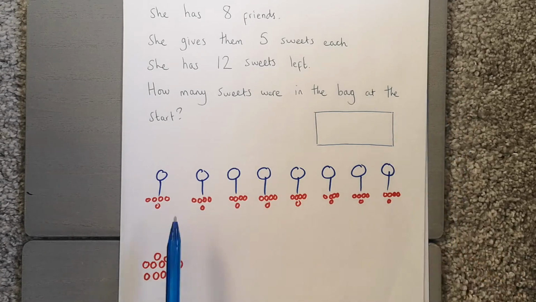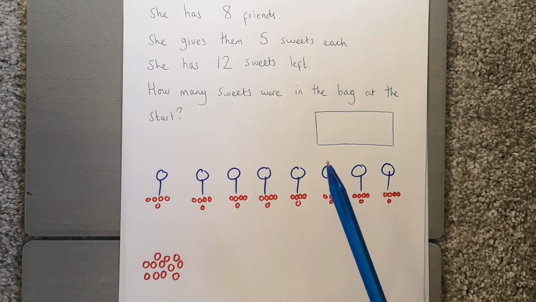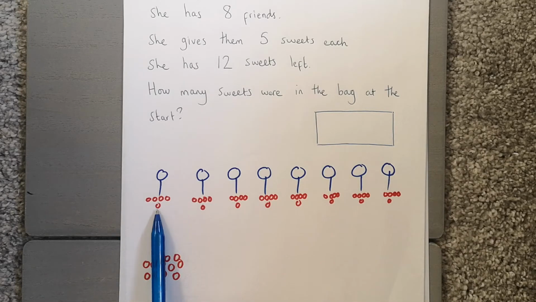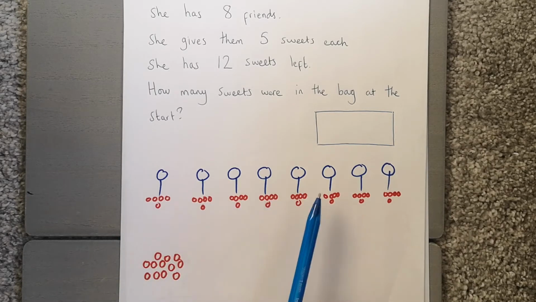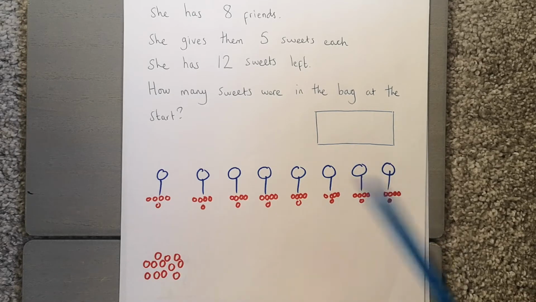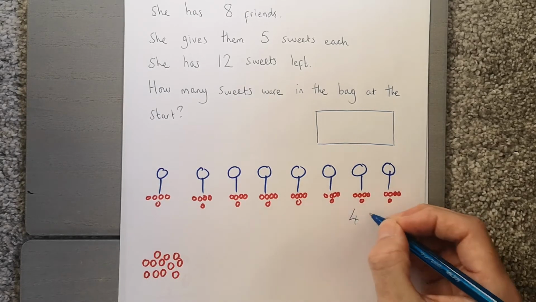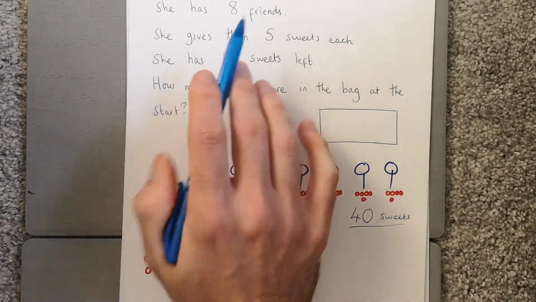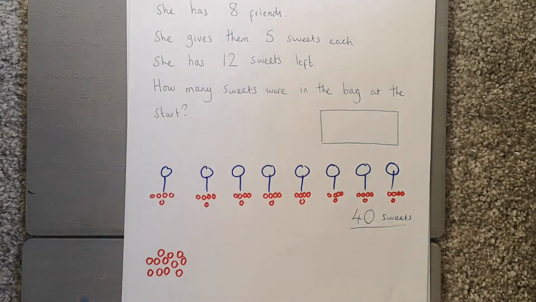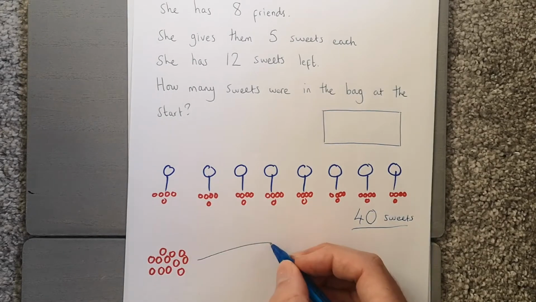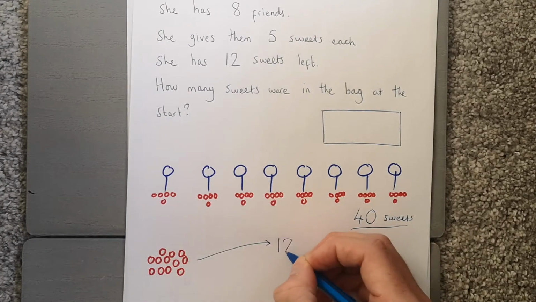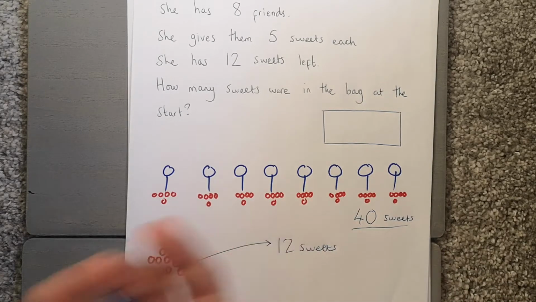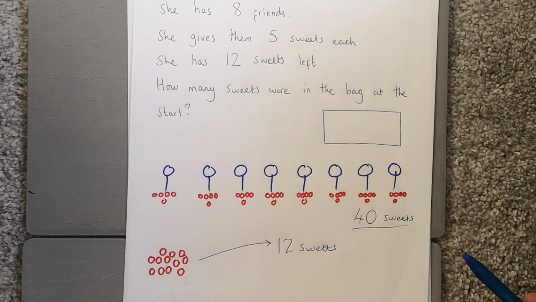Now the best way to do this is to realise how many sweets there are in total. We know there's 5 in each, so we've got 5, 10, 15, 20, 25, 30, 35, 40. She gave out 40 sweets to her friends, because 8 times 5 gives me 40. But she's then left over with 12 sweets. So she's got 12 left in that bag of sweets that she has.